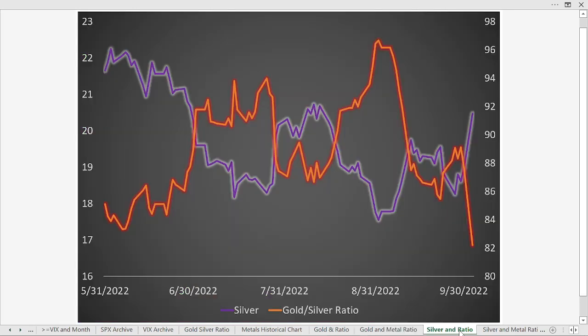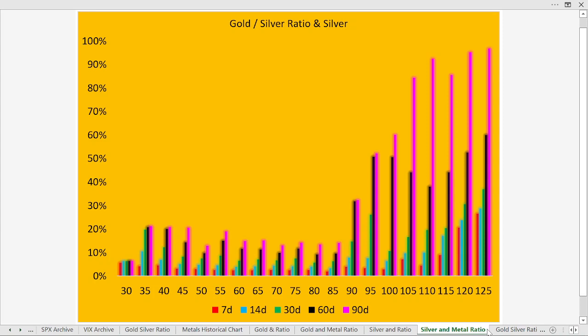Now, the same, except of course from the opposite point of view, holds true with silver. The red line over here represents the gold-silver ratio, the purple line represents the price of silver. Generally speaking, we tend to see an inverse correlation. When silver goes up, the gold-silver ratio goes down. This is logical because of the math, dividing gold by silver. Take a look at the performance now.